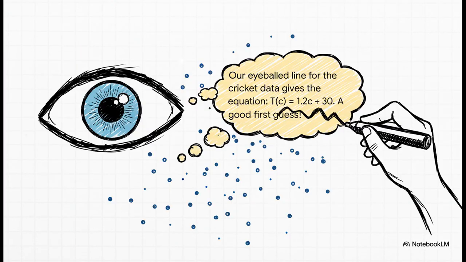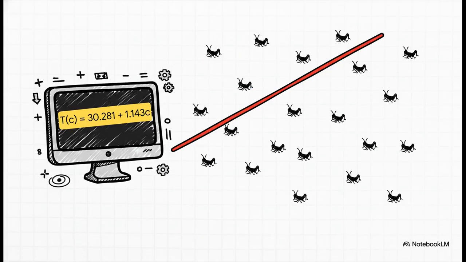Let's jump back to our crickets. If we just eyeball a line through that data, we might come up with an equation that looks something like this. It's a pretty good guess, right? It basically says that temperature is about 1.2 times the number of chirps plus 30. Not bad for just sketching. But when we let the computer do the hard math for us, we get this much more precise formula. See how the numbers are just a little bit different? That's the power of regression. It takes our rough guess and turns it into the single most accurate description of the trend. This right here, this is our official model.